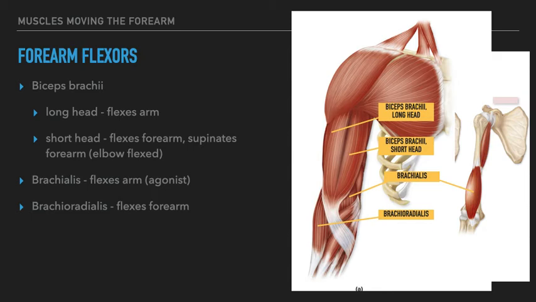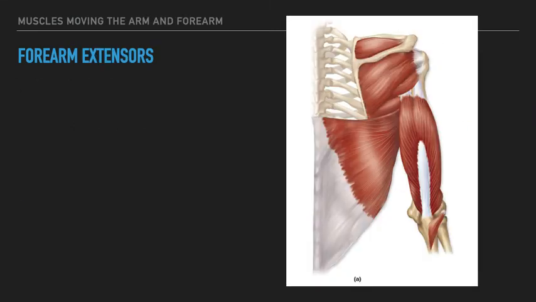So all of these are going to insert on bones in the forearm. So that's why when these muscles contract, they cause flexion of the forearm. So these are the forearm flexors. Next, let's talk about the forearm extensors.